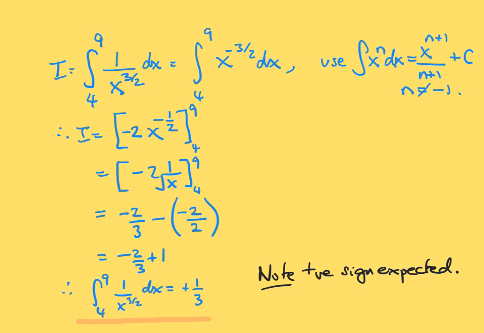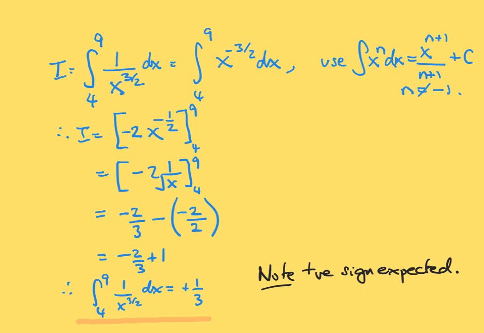So, to work it out, I want to first of all rewrite x to the minus a half as 1 over the square root of x. That's going to make it easy for us. And now we just put in the upper limit, so x is 9. The square root of 9 is 3. So we have minus 2, and then that is divided by the square root of 9, so it's divided by 3.